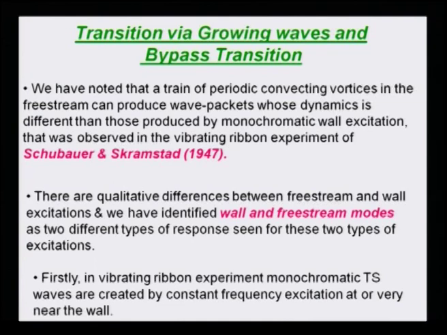Now we have noted already that if we have a train of periodic vortices in the free stream, that creates some kind of a wave packet whose dynamics is different than those produced by monochromatic wall excitation. A typical example of monochromatic wall excitation is the Schubauer-Skramstad experiment that we know. And we also noted that qualitative differences do exist between free stream and wall excitation.